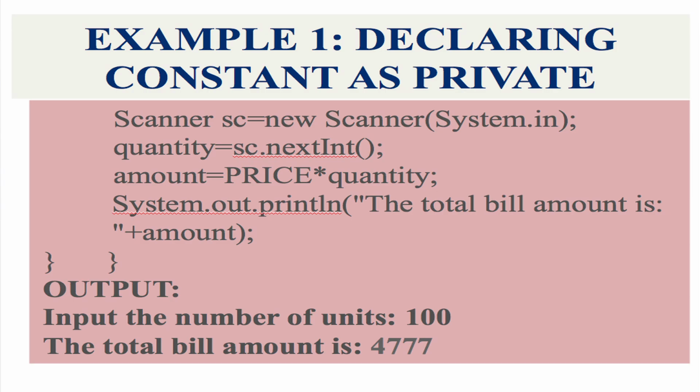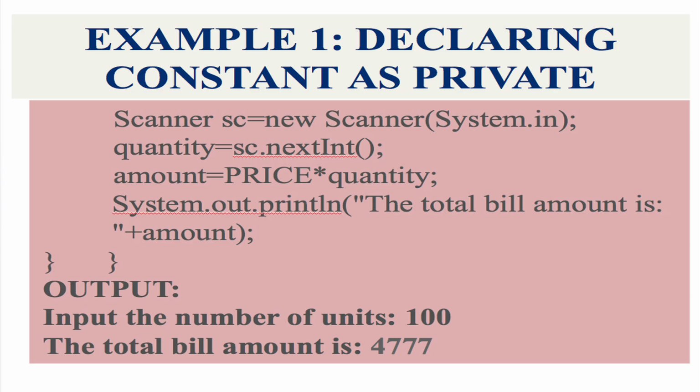So by using this object we will scan, we will input the next integer value. Next int is a function. By using this function we will input the value of integer, and now we have amount, that was the third variable. So in this variable we will calculate the value of price and quantity. Suppose the price of any item is 47.77, and suppose we have purchased 100 units of that one. So you can see here quantity, so 100 multiply 47.77.